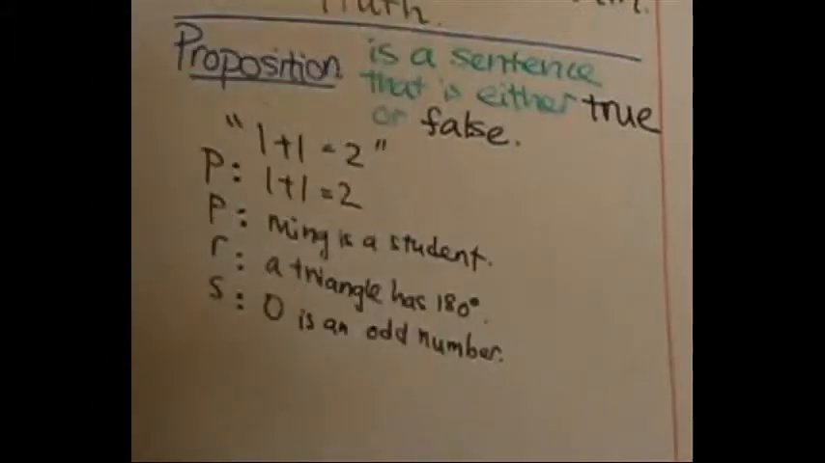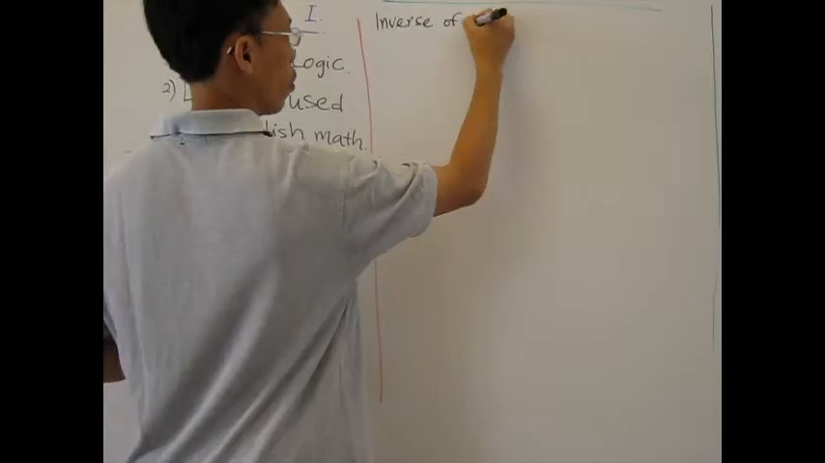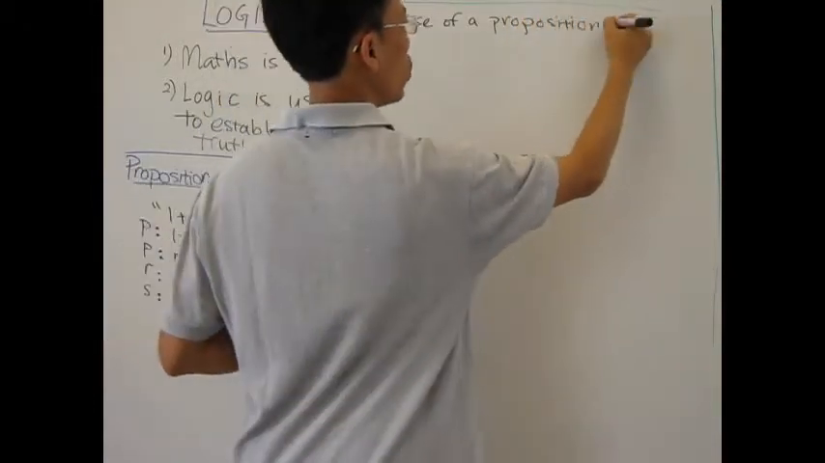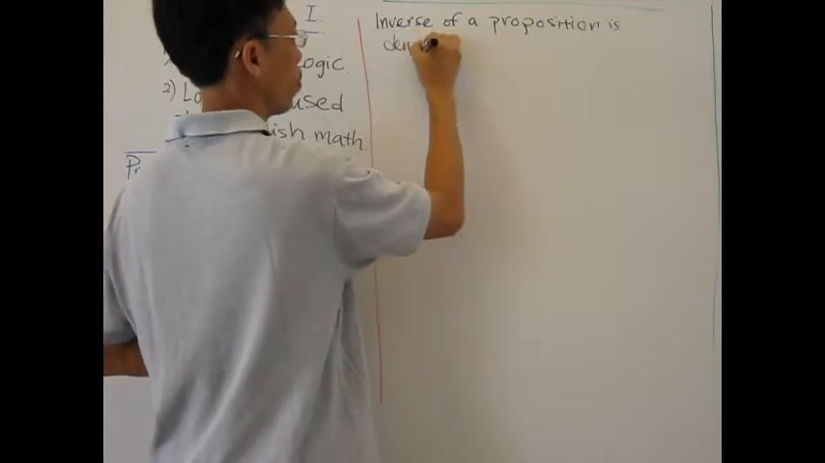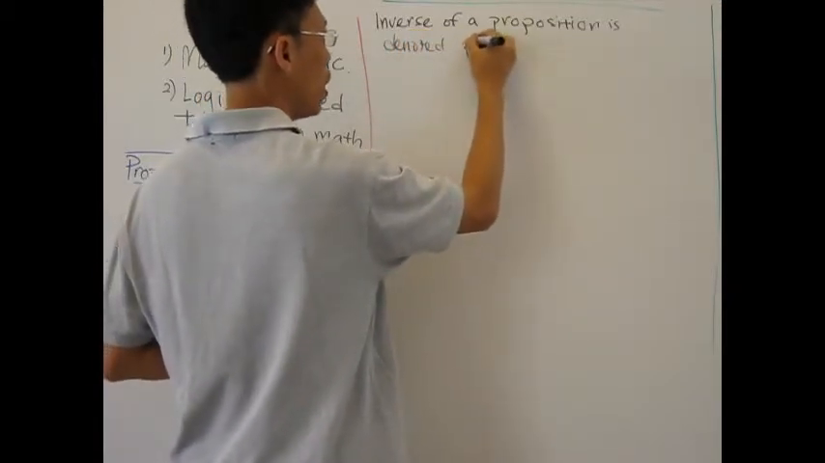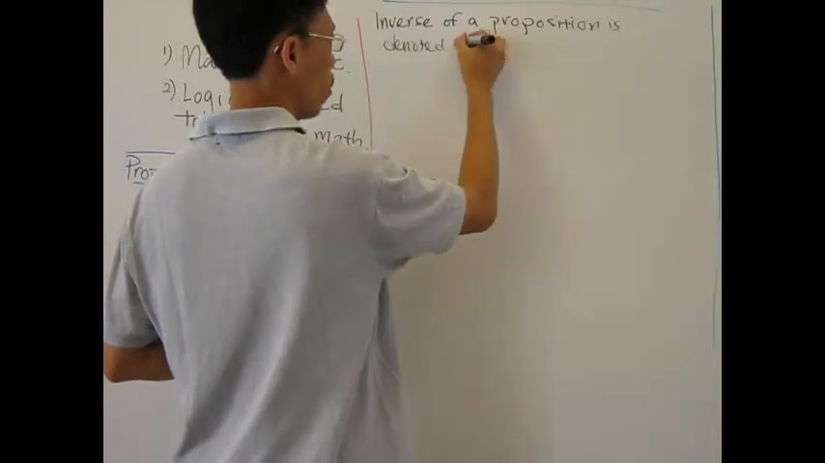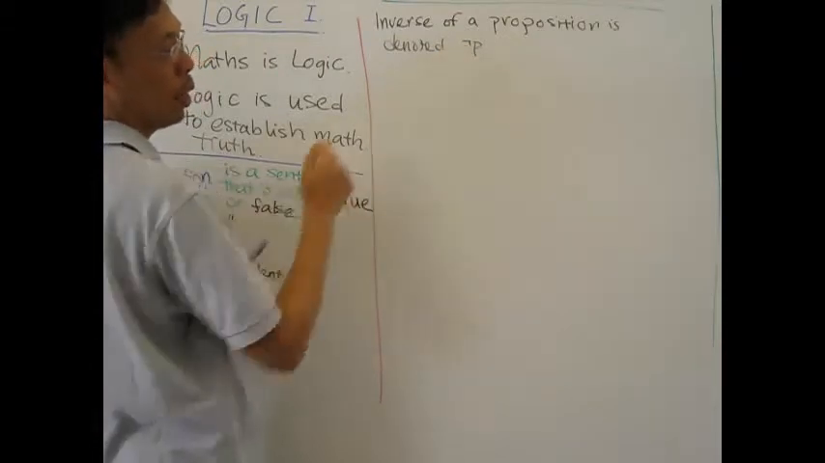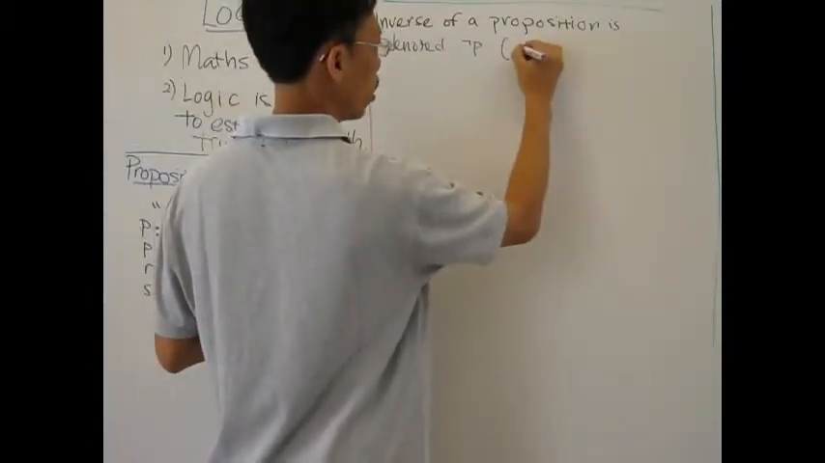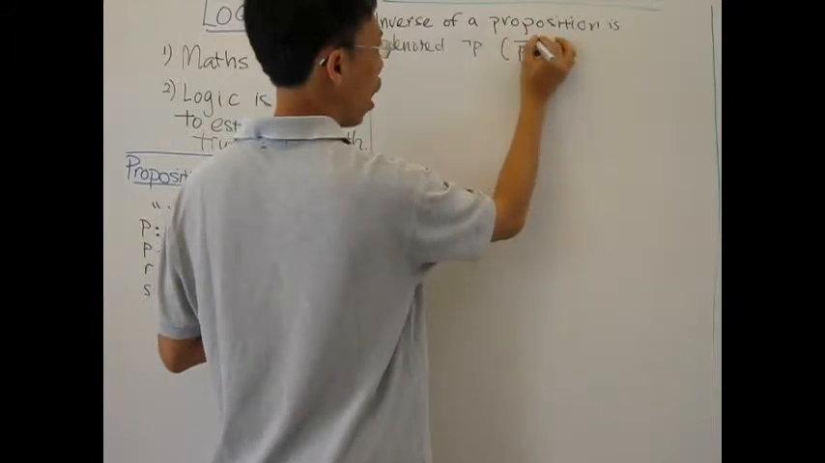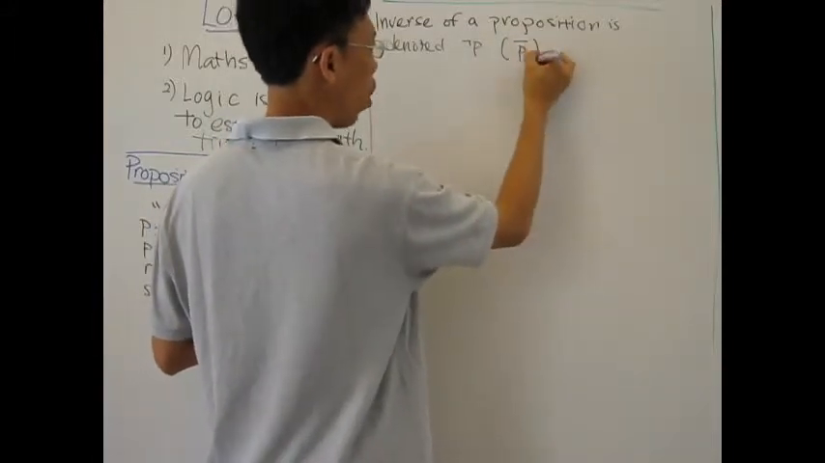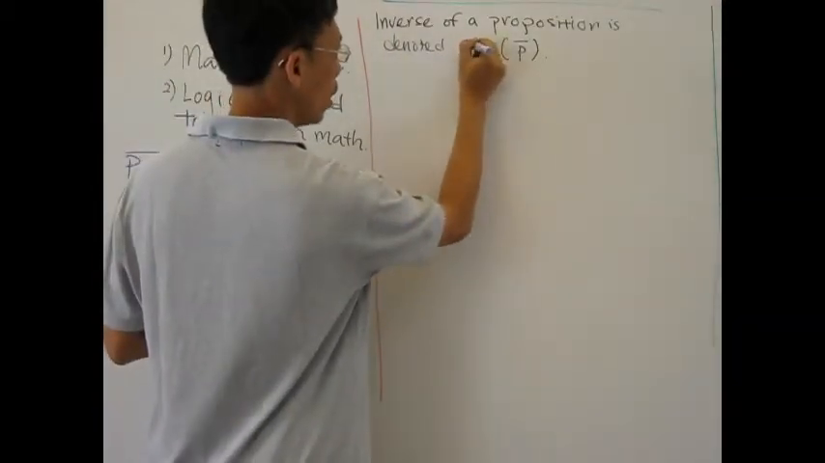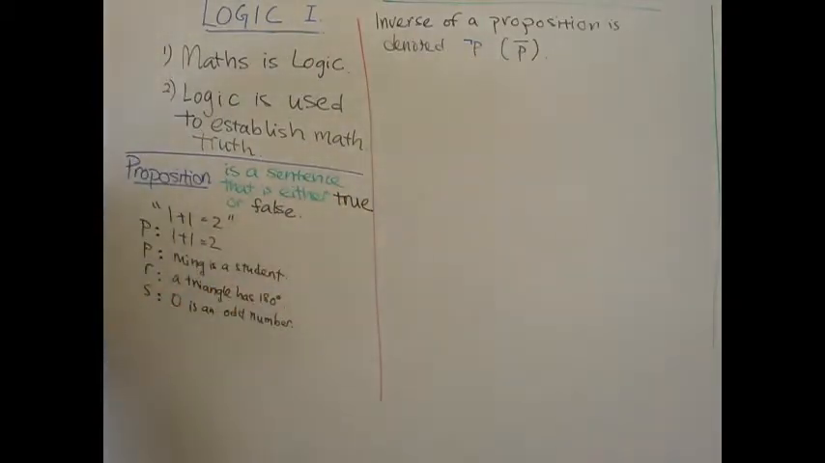So this is the inverse of a proposition, which is denoted, for example, with a little corner symbol next to p. And in Japan, this is denoted as a small p with a bar on top. Small p with a bar on top, right? But in this course, I will use this little symbol here for the inverse.